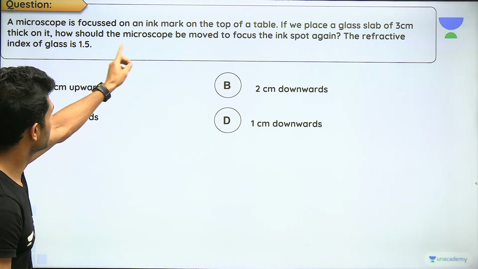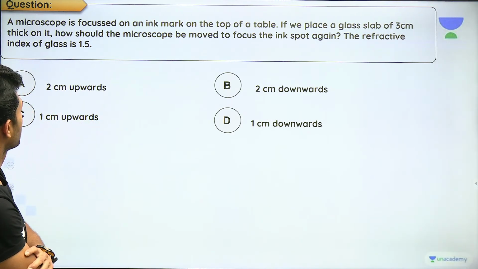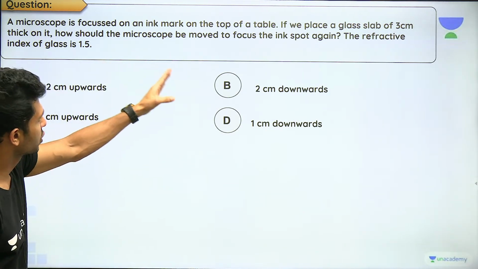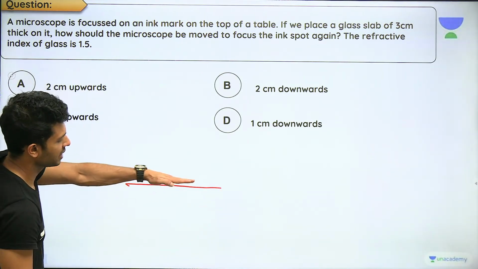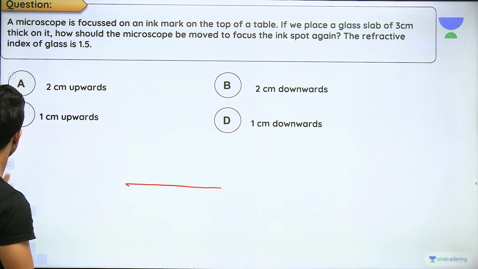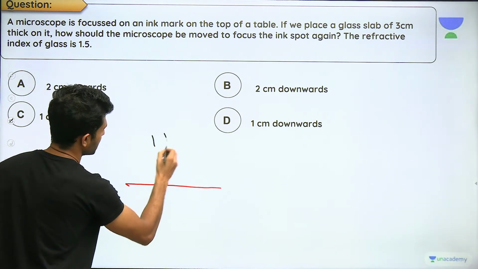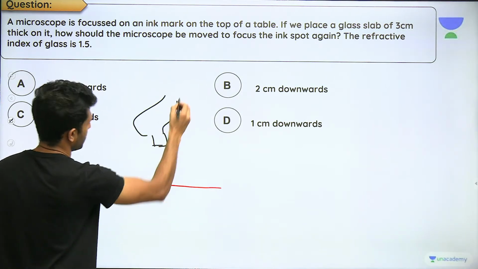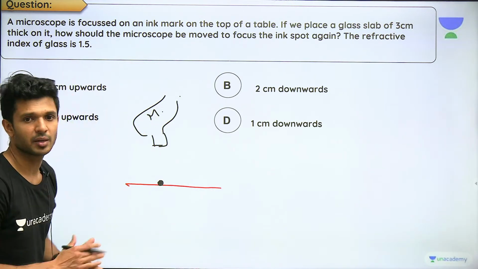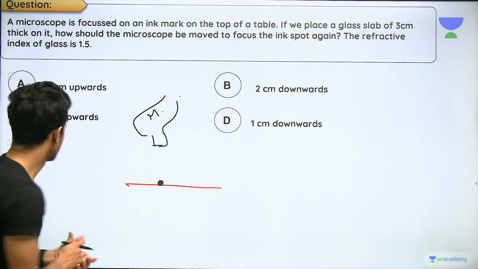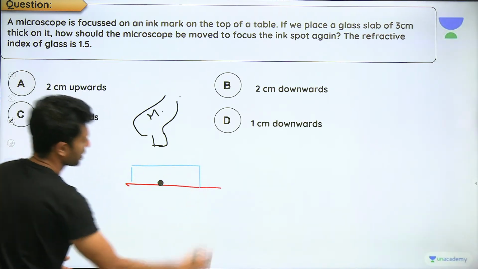A microscope is focused on an ink mark on top of a table. If we place a glass slab of 3 cm thick on it, how should the microscope be moved to focus the ink spot again? Shall we explain this? Dekh le. This is the side view of this particular table, and we have our ink spot here. So by using the microscope, entire thing will be focused and we'll be getting the final image. But to this particular setup, we are keeping a slab on top of it.